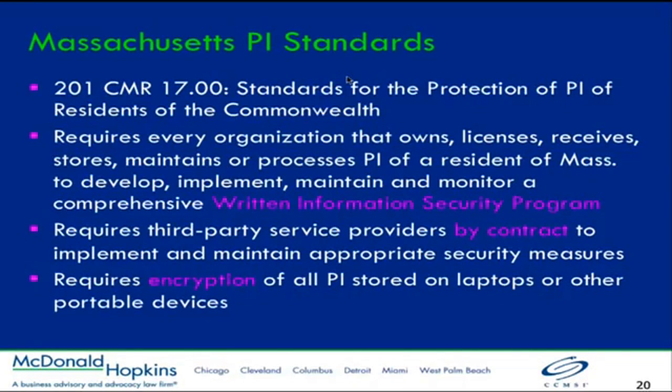I'm not going to go through all of them because we could spend a day just talking about those requirements, but I will hit a few highlights. The first thing is that any entity, doesn't matter where you're located, doesn't matter where you do business, any entity that owns, licenses, receives, stores, maintains, or processes any personal information of a Massachusetts resident has to develop, maintain, and implement a written information security program.